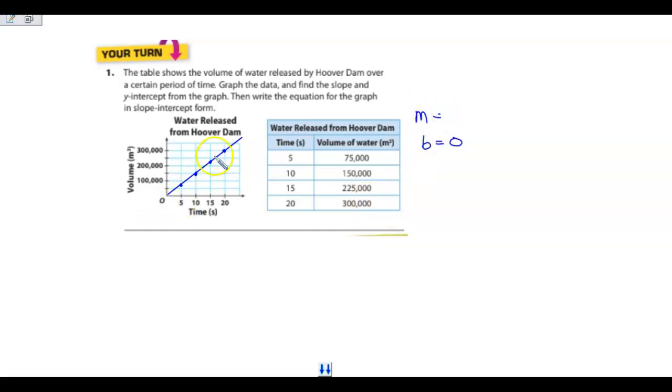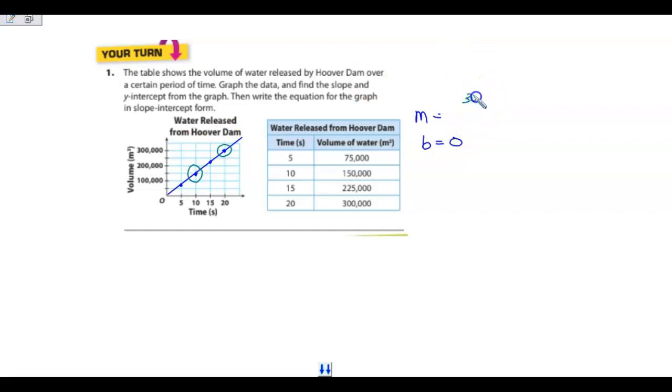We could take any 2 points on this line and use them to find our slope. Let's change color here. I like this one and this one. This one's at 10 seconds and 150,000, and this one's at 20 seconds and 300,000. So I'm going to use that information. I'm going to take my 300,000 minus my 150,000.